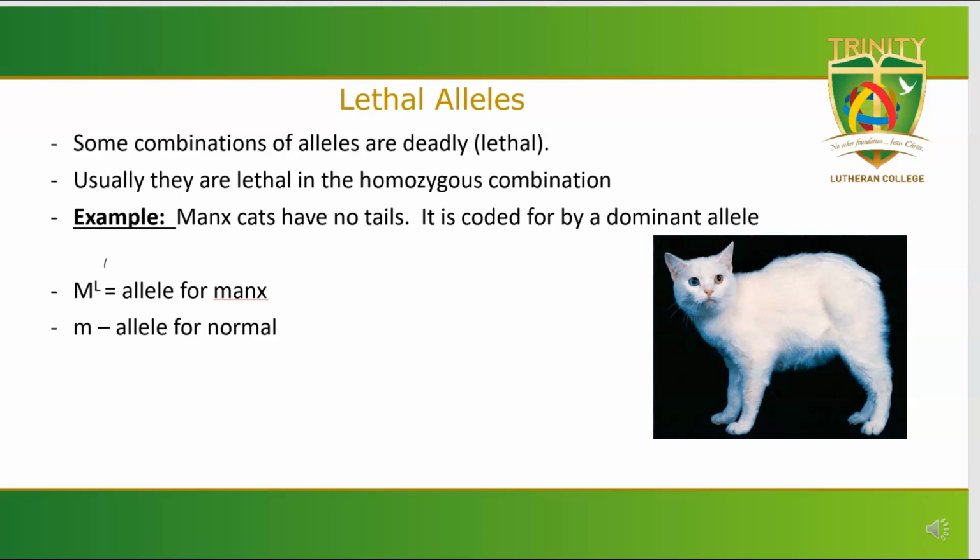Our example is Manx cats. Manx cats have no tails. Their owners haven't lopped them off in some barbaric act. These cats are born with no tail, and it's coded for by a dominant allele. So we represent that as big M with a little L for Manx. And the recessive form codes for a normal tailed cat.